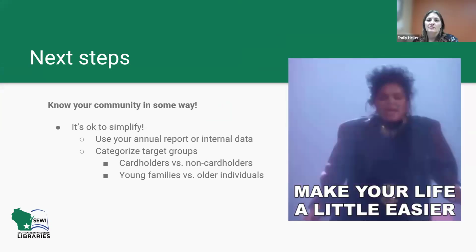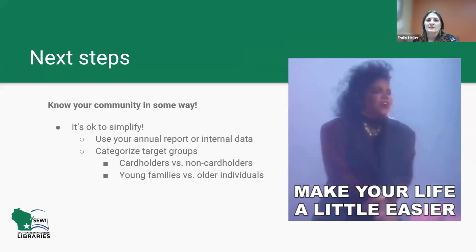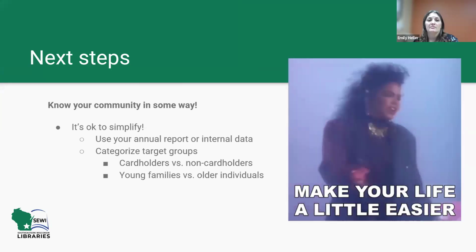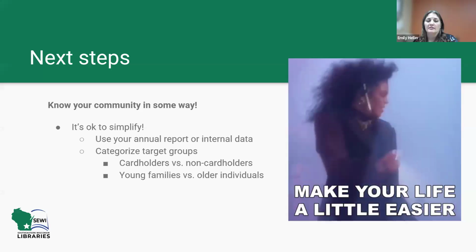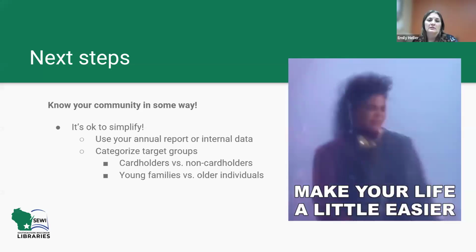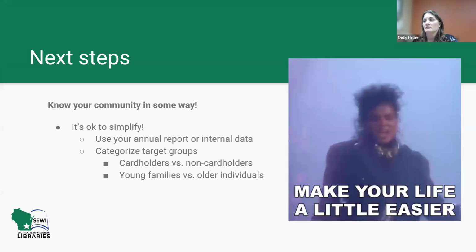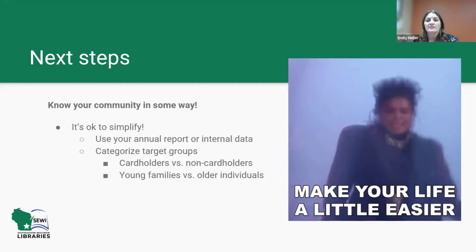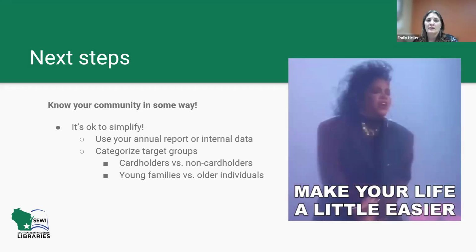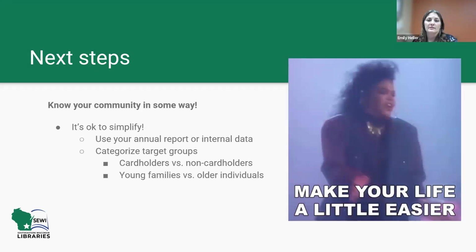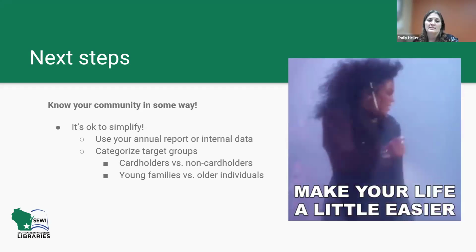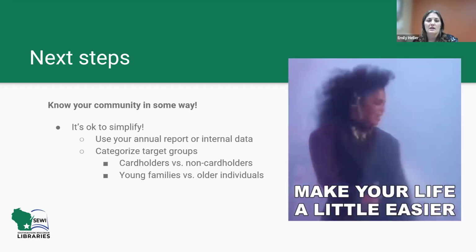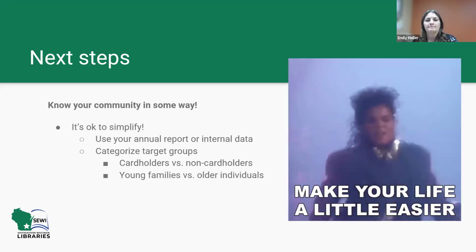And even though it's general, you still need to know who your community is in some way, and that is okay to simplify as well. So use that annual report or your internal data since you already gather it. And then categorize into target groups. For example, it could be a card holder versus a non-card holder, or young families versus older individuals. And you'll have a chance to learn a lot more about how to find and define your audience in session 3 next week on October 16th with Deb.